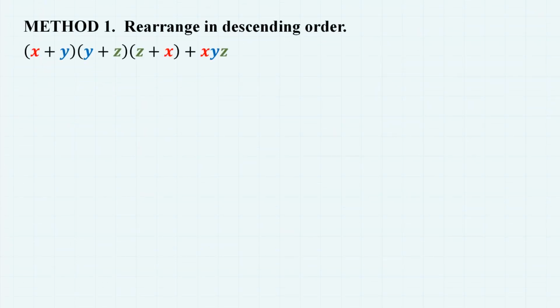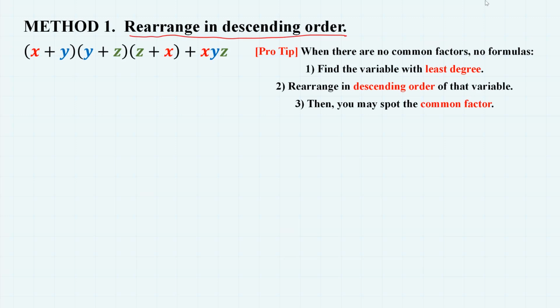The first method is what I would like to call rearrange in descending order, which is something like this. You see, this is the type of problem where there are no easily identifiable common factors and no directly applicable formulas. But when you hit this kind of roadblock, perhaps the following method might help. First, find a variable having the least degree. Then rearrange the given polynomial in descending order of that least degree variable. Then you may be able to spot the common factor. Let's see how this method actually works in our problem.